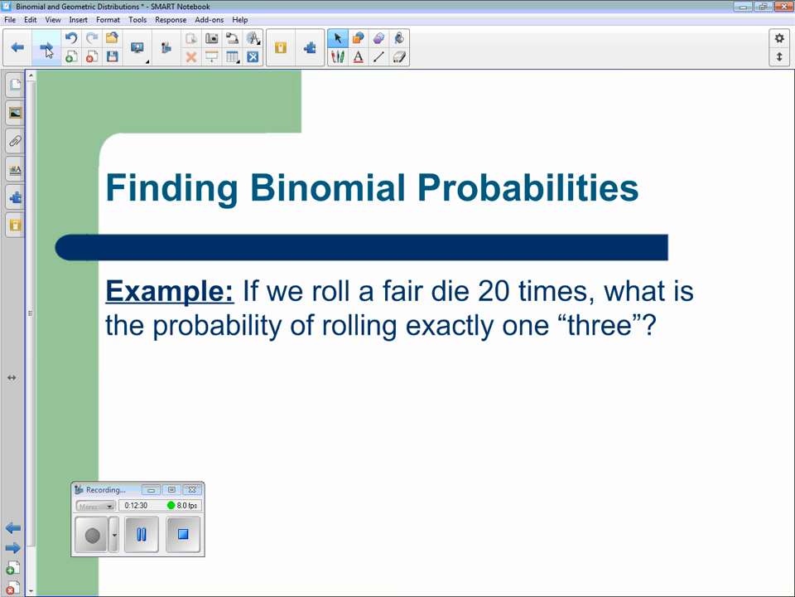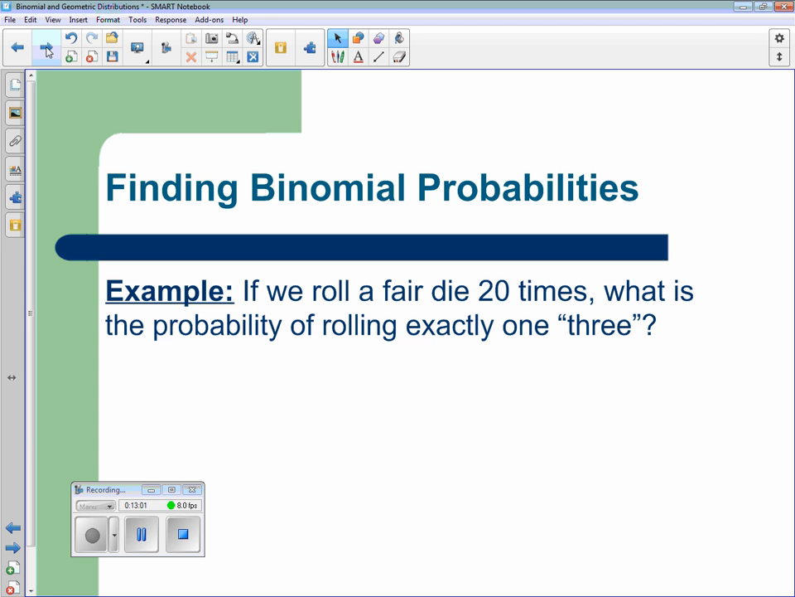So let's look at a situation. Here's an example. Let's make sure that this example is a binomial situation first. I'm rolling a fair die 20 times. What's the probability of rolling exactly 1 three? So what are our 4 criteria for a binomial? What's the first one? Is it independent? Every time I roll the dice, is it independent of every other roll? Yes. So I have independent trials.